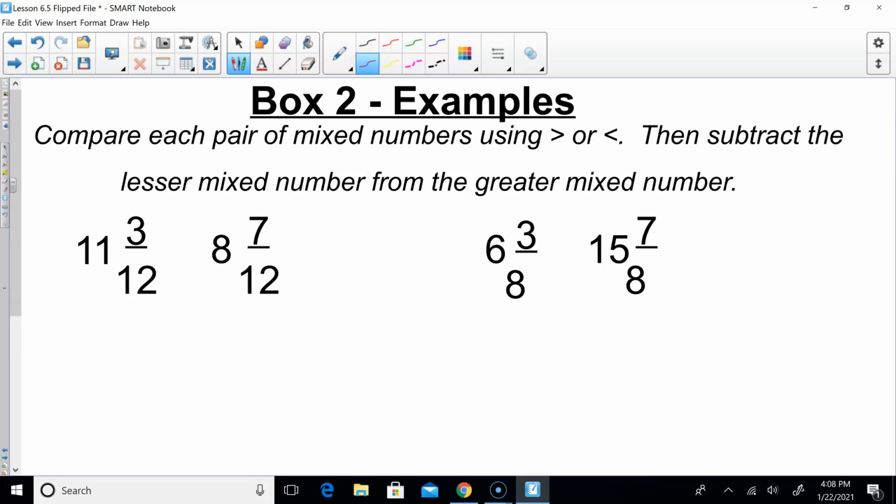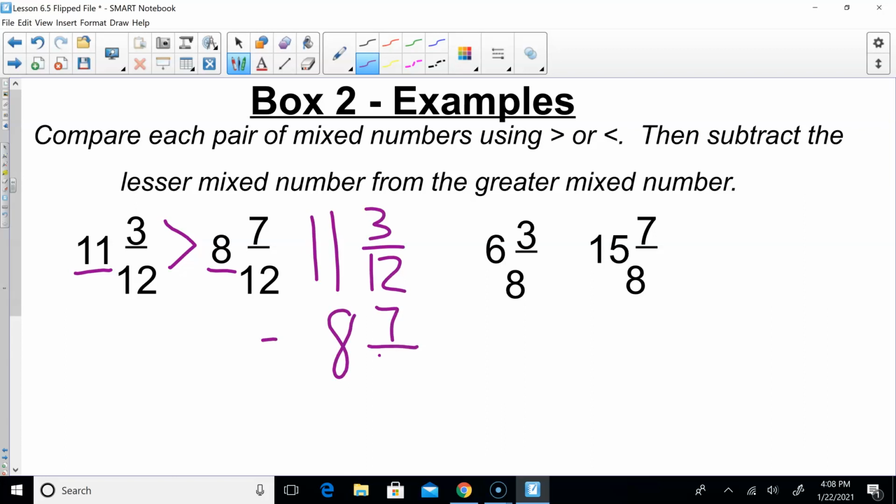If the whole numbers are 11 and 8, well, clearly would I rather have $11 or $8? I'd rather have $11. So the fraction really is not that important if our whole numbers are different. So with that, we know 11 is bigger than 8. That's the first part. Then subtract the lesser mixed number from the greater mixed number. So I have 11 and 3/12 minus 8 and 7/12.